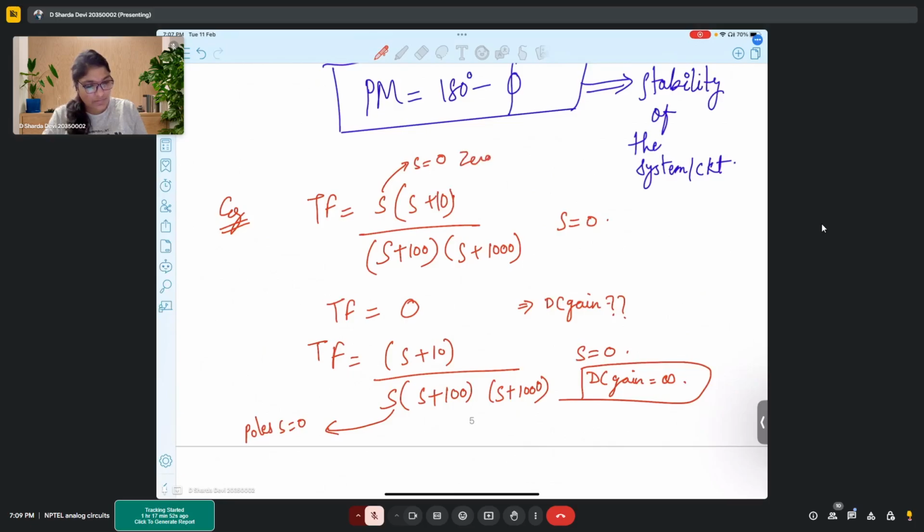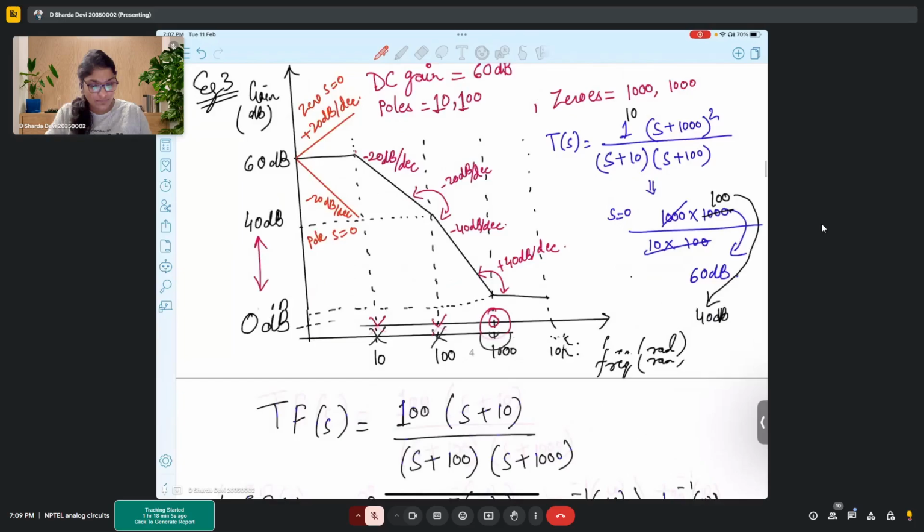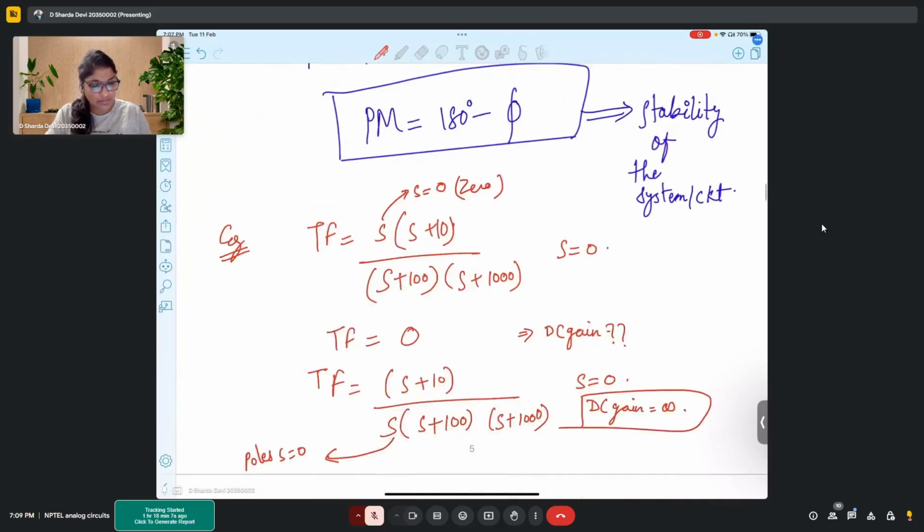So that is the idea. For the first transfer function, the slope will increase by plus 20 dB. If we put s square here, then the slope will be 40 dB from the origin onwards.